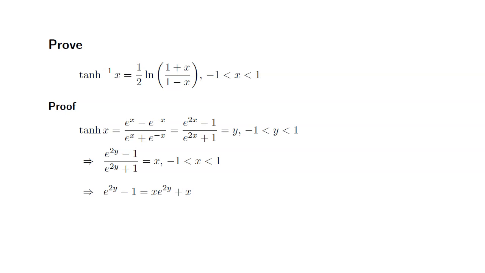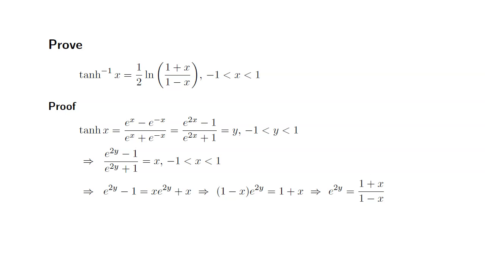By putting all the terms involving e to the 2y on the left-hand side and all the other terms on the right-hand side, we get the quantity (1 minus x) times e to the 2y is equal to 1 plus x. So we basically subtract x e to the 2y from both sides and add 1 to both sides. All right, by simply dividing through by 1 minus x, we can isolate e to the 2y is equal to (1 plus x) over (1 minus x).